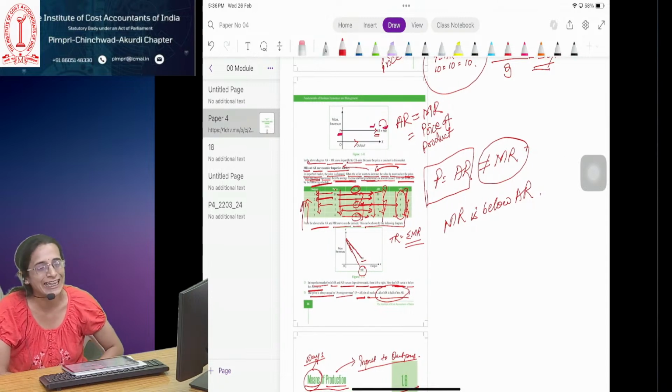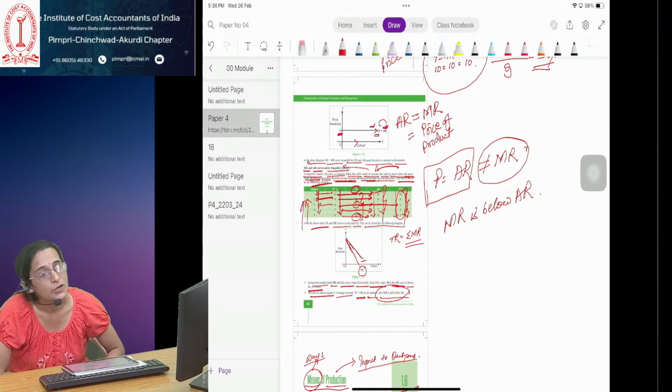Now we will see an imperfect market. What will happen in an imperfect market? Will the product be homogeneous? No. Second thing, will the price be constant? No. So what will determine the price? The demand and supply. The buyers and sellers in the market will help in determining the price of the product. Okay, now we will see.